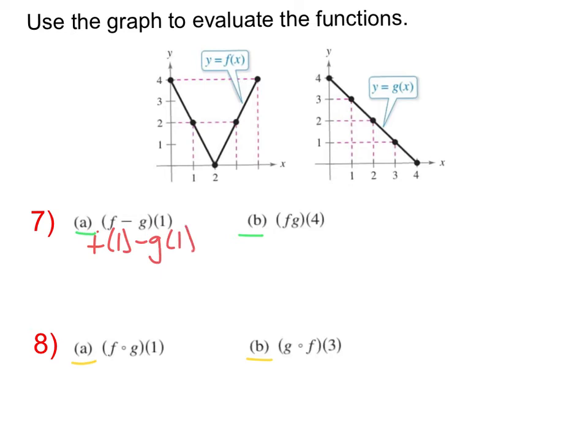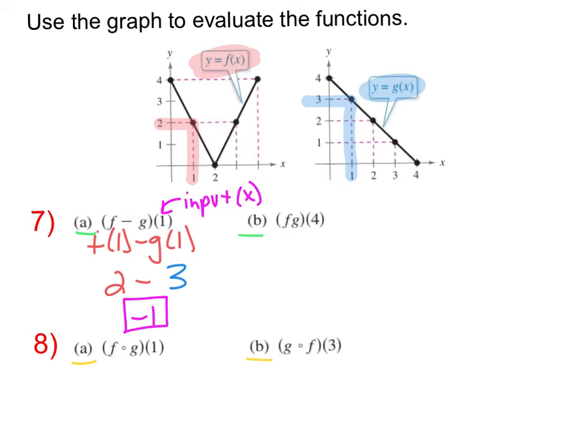And so what that means on your graph is, here we have the f function, here we have the g function. On the f function, when x is 1, y is 2. So this would be 2 minus. And then on the g function, when x is 1, y is 3. So this would be a 3. And then just take 2 minus 3, and we know that is a -1. So you're using the graph to figure out, if x is a certain value, because remember, this is your input, this is your x, what's the output? And then combine them together.